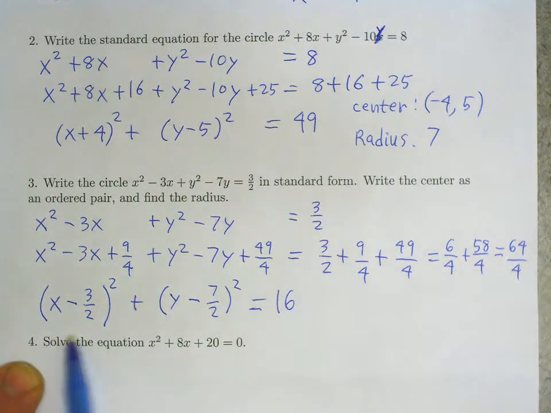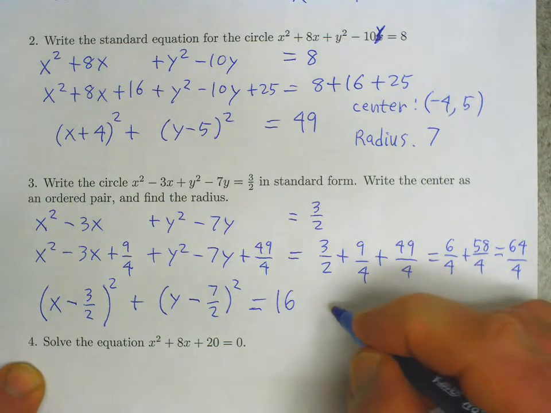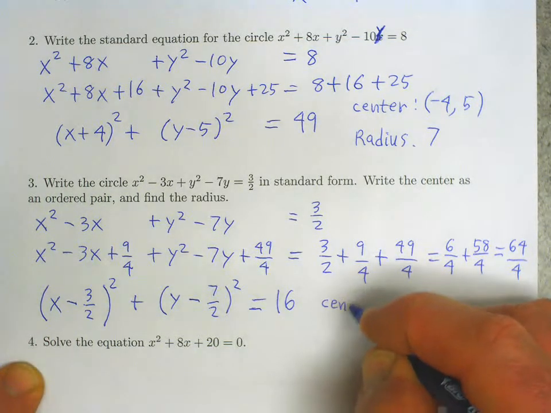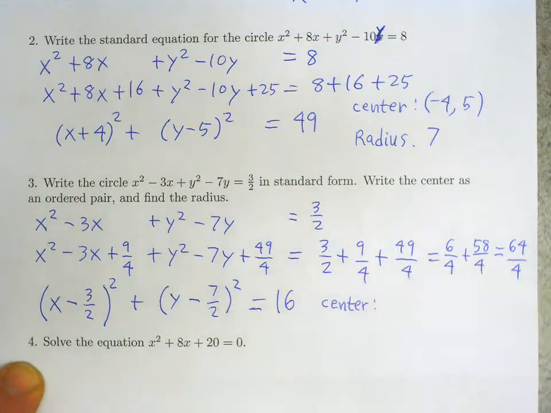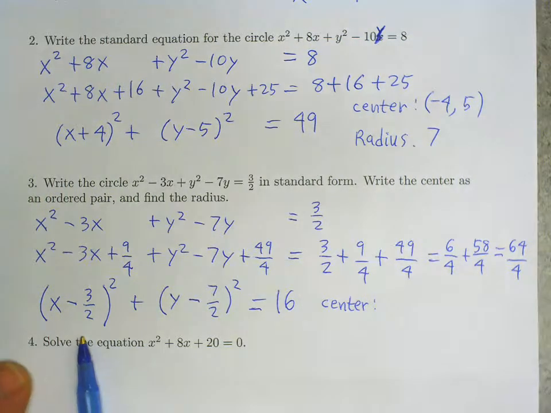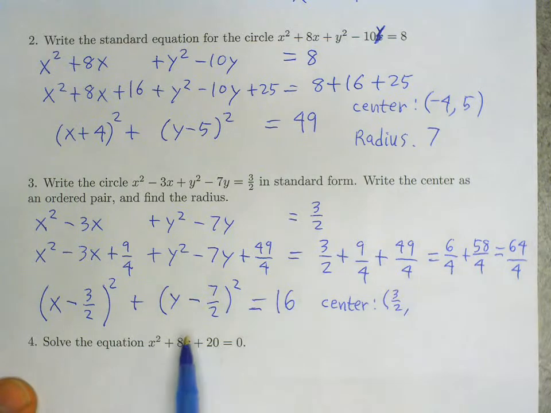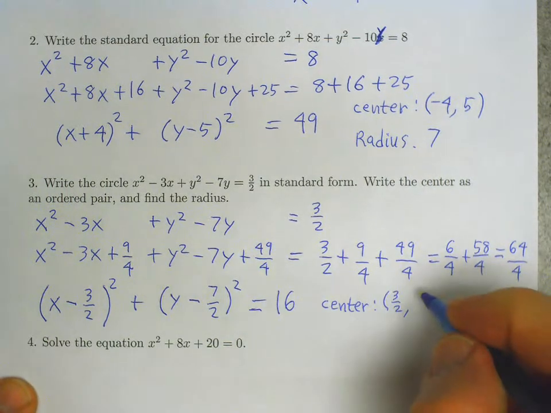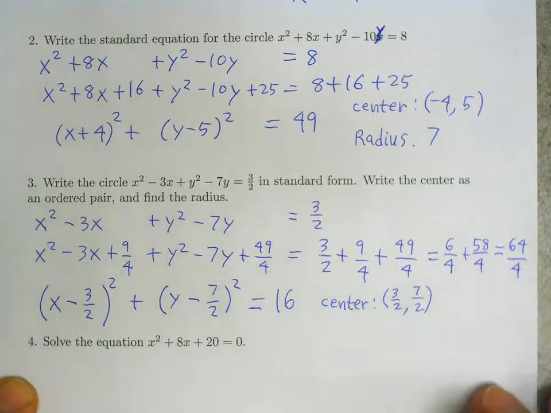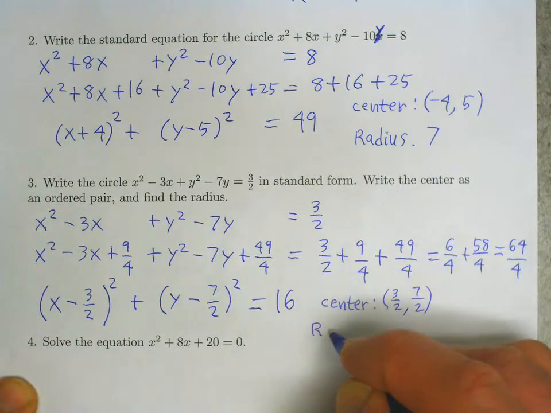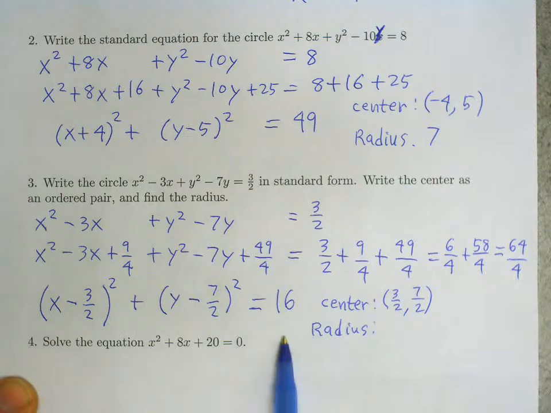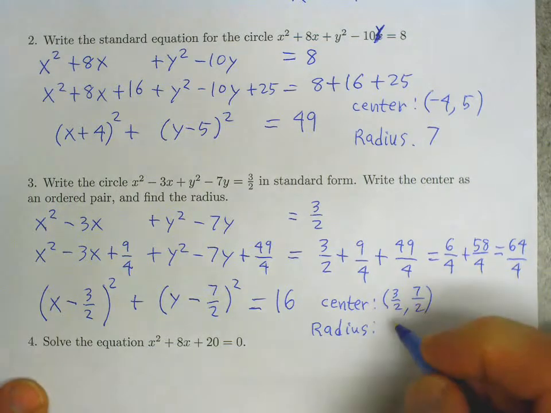Okay, so here's the standard equation for that circle. And we'll write the center as an ordered pair. The x-coordinate of the center is 3/2. The y-coordinate of the center is 7/2. And the radius is the positive square root of 16, which is 4.